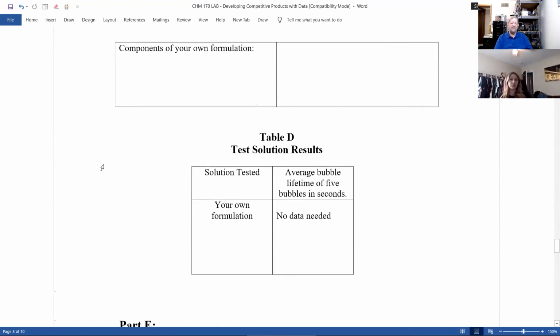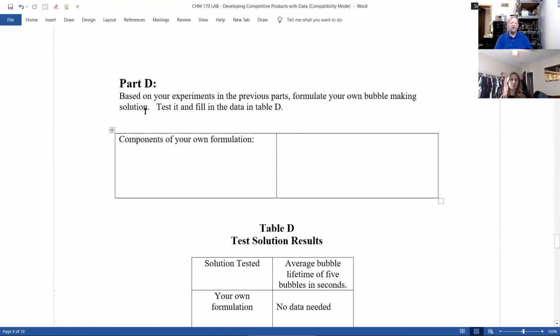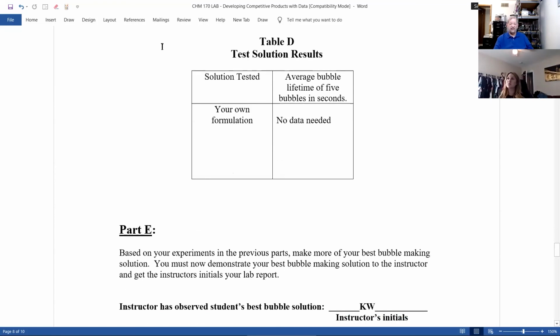Now, one of the things I don't have here, and you don't have to do part D, but a number of years ago, a student came up to me and said, Dr. White, can we try our own formulations in the lab? I said, that's a great idea. You got to use only the chemicals that we have out, the glycerin, the cornstarch, and the 3 different surfactants and water, and do your own formulation. And they loved it, and they tested it.